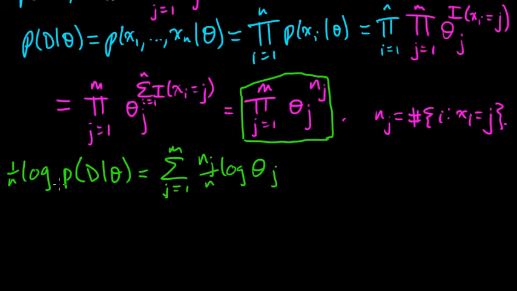Oh, and I should have mentioned that, of course, maximizing the log of this is also the same as maximizing the original thing, because the log is monotone increasing. So if x is less than or equal to y, then log of x is less than or equal to log of y. So maximizing the log is the same as maximizing the original function.